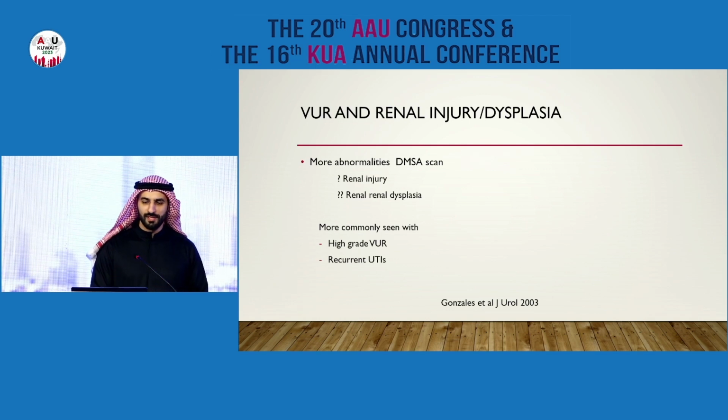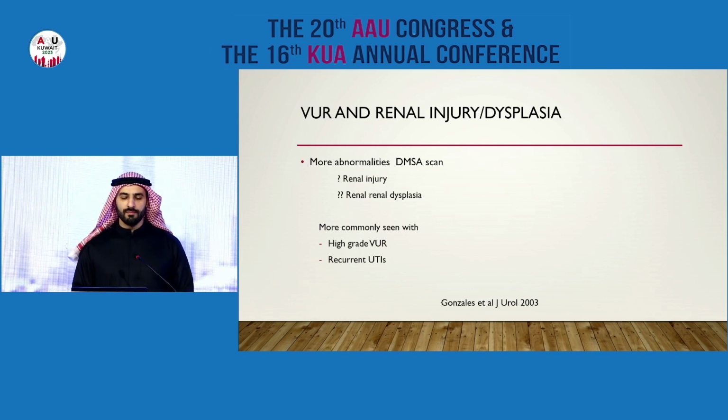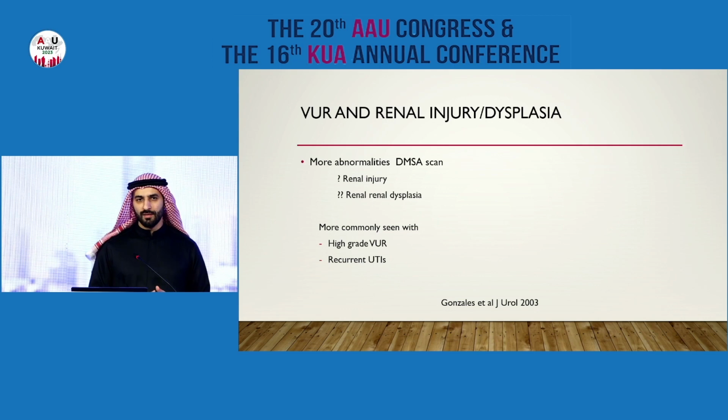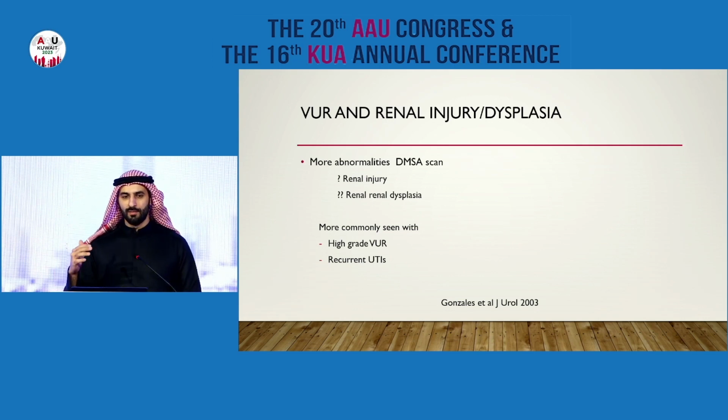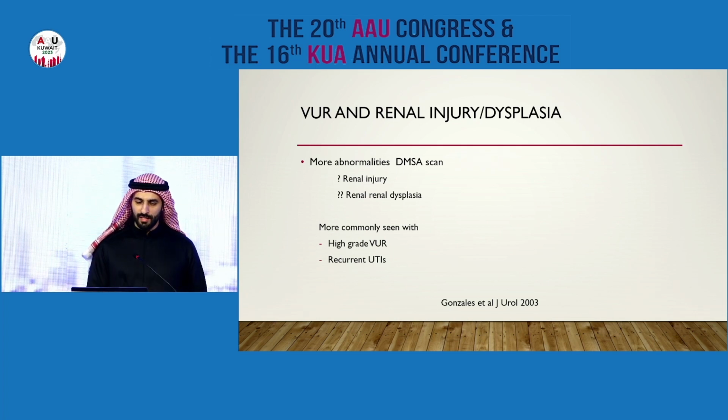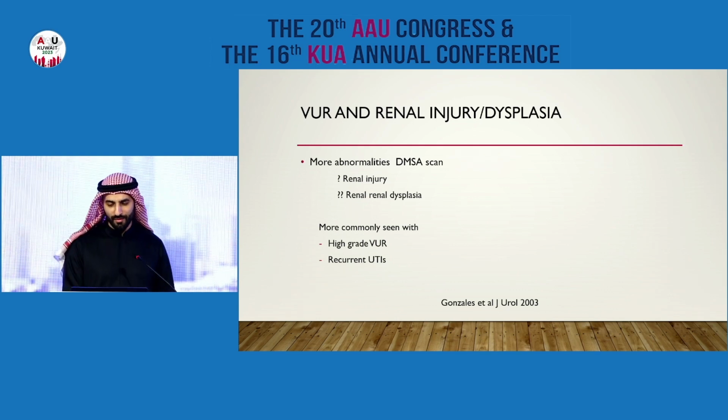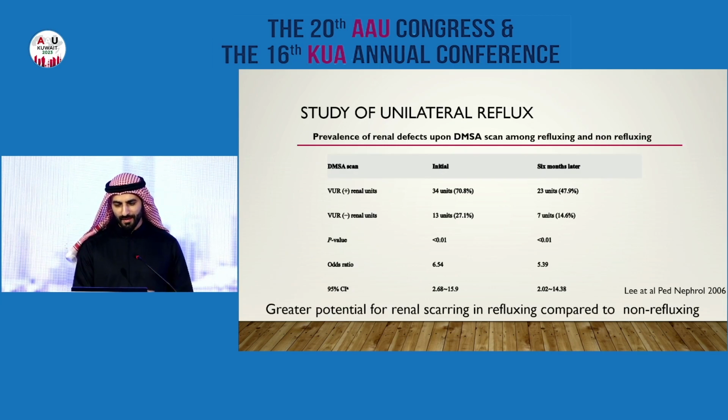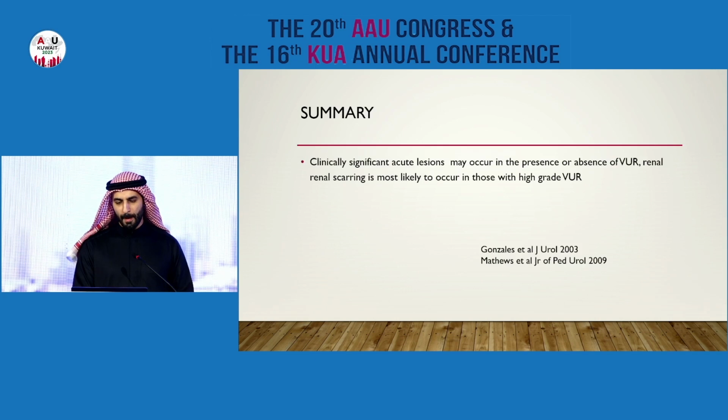VUR and renal injury, dysplasia. The general understanding is that repeated infections cause scarring. However, we understand now that many patients with reflux start from the beginning with a degree of renal dysplasia. Multiple DMSAs in a few studies have shown that the higher the degree of reflux, the more renal dysplasia is present. That being said, there is also a concomitant: the higher the VUR, the higher the renal scars and the more recurrent UTIs. This has been shown also in the study of unilateral reflux.